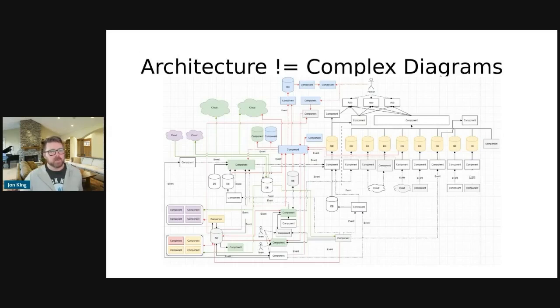So a common misunderstanding: architecture is not complex diagrams, right? That's maybe a big misunderstanding that I've come across a lot. I still see it day to day. What we see on the screen is representative, unfortunately, of how a lot of enterprise architects may work, how a lot of solution architects think their work product should be presented.